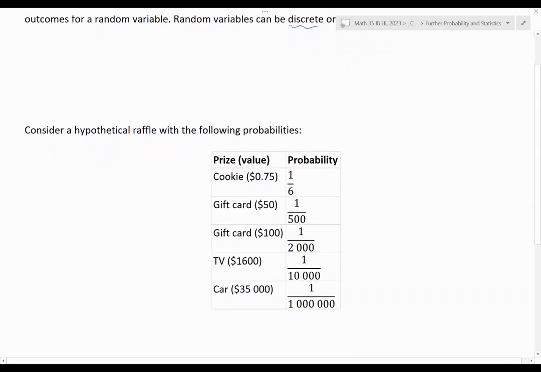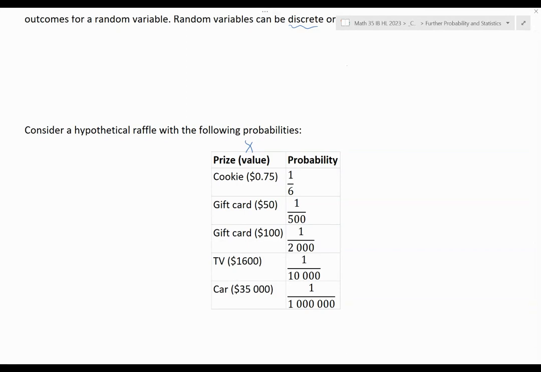So you could win a cookie, which is valued at 75 cents, and that's a probability of 1/6, a $50 gift card, or a $100 gift card, a television valued at $1,600, or a car valued at $35,000 with their associated probabilities. In this instance, X would be the value of the prize. So that's the random variable, and the probability is given.